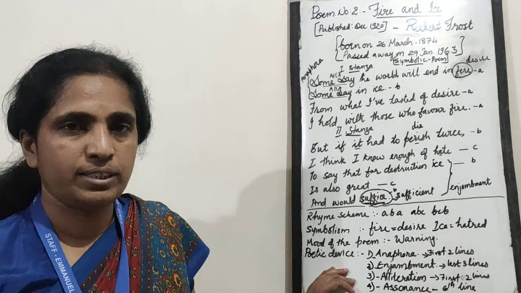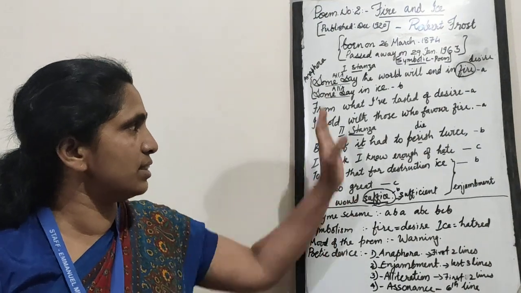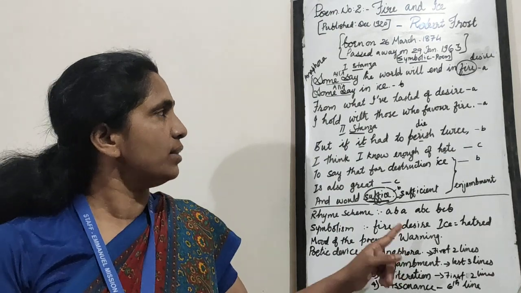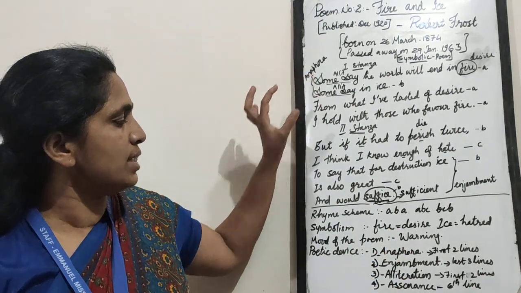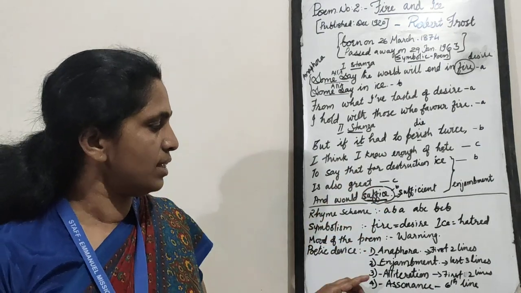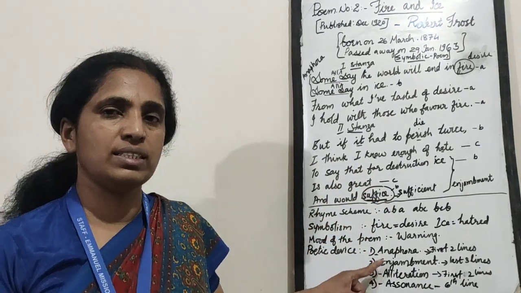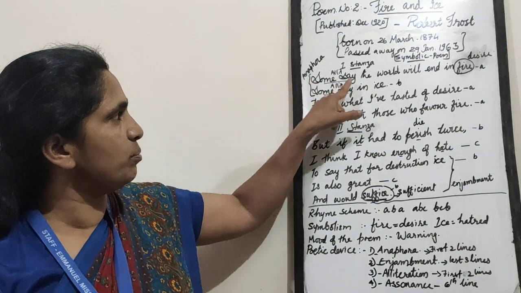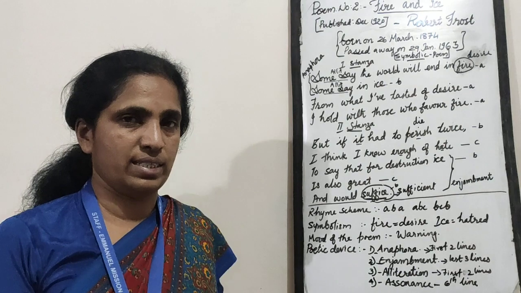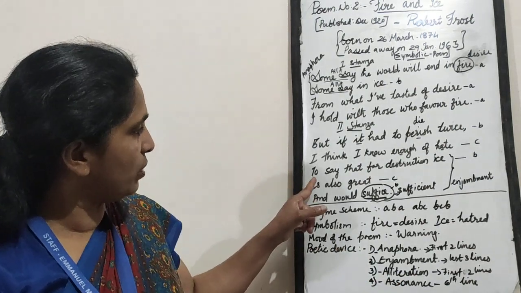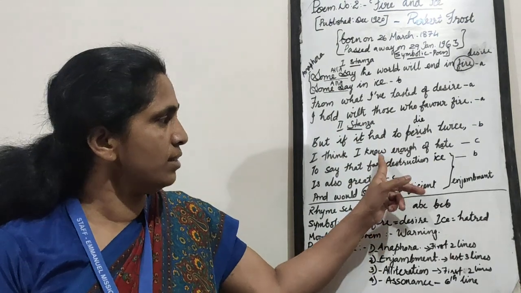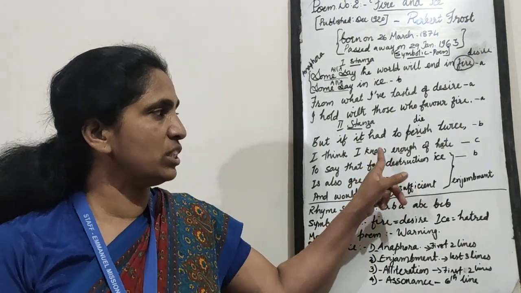Four poetic devices are used mainly in these two stanzas. First one is anaphora, that is the example of the first two lines. Second one is enjambment, that is the example of the last three lines. And third one is alliteration, that is the first two lines, repeated consonant sounds. And fourth one is assonance. Assonance is the example of the sixth line, where the vowel sound is repeated.